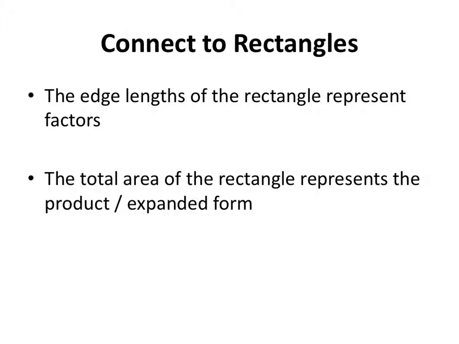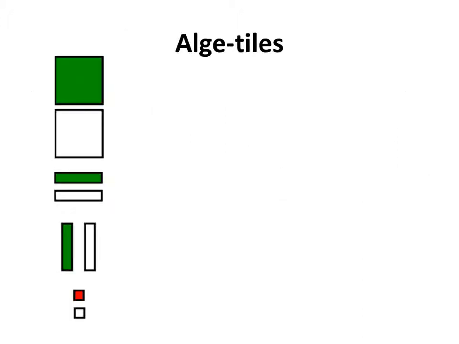As a few reminders of what we've discussed in class, when we talk about the edge lengths of a rectangle, especially a rectangle with algebra tiles, those edge lengths represent the factors. And the total area of the rectangle represents the product, or the expanded form. When working with algebra tiles, one of the most important things to remember is that a shaded algebra tile is positive, and an unshaded algebra tile is negative.